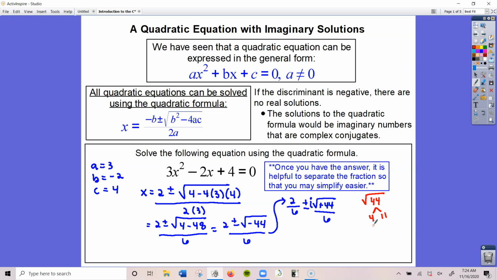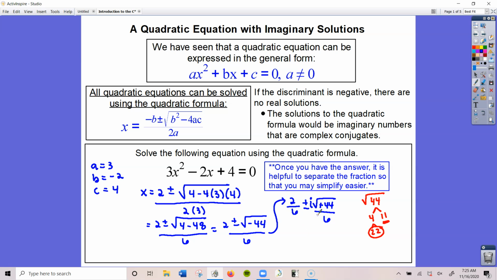So we keep breaking it down if we can. 4 can be broken down to 2 and 2. These are friends. So the 2 gets to go outside of the square root. The 11, however, the only two numbers that multiply to give you 11 are 11 and 1. So there are no friends for 11, and 11 will have to stay by itself. So now I'm ready to rewrite my answer here with a simplified square root.